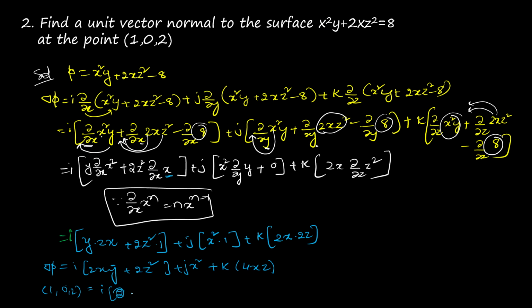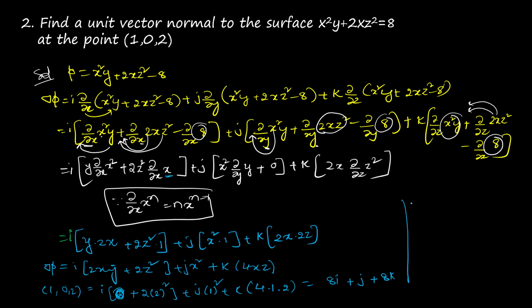Complete term is 0. Next, again 2z squared, z value is 2, so 2 to the power of 2. Next, place j of x value as 1, 1 squared. Next, place k of 4 into x value as 1, z value is 2. So we get 4 times 8, 8i. Next plus j plus 8k.